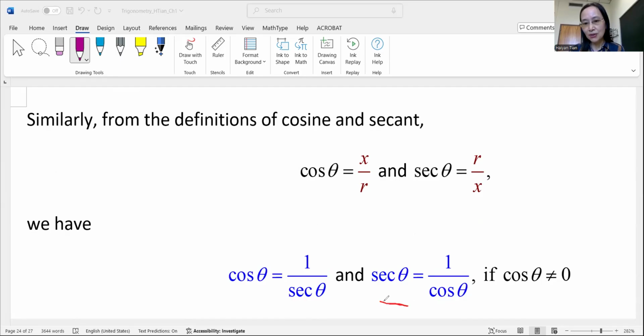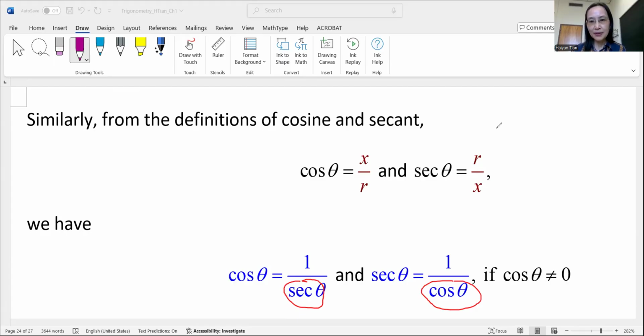So of course, when you calculate secant theta, for example, using the reciprocal, that requires cosine theta is not zero. If cosine is zero, then secant is undefined. So we have to be careful. Suppose none of the denominators is zero, then we can say they're reciprocal, and we can use one to calculate the other.